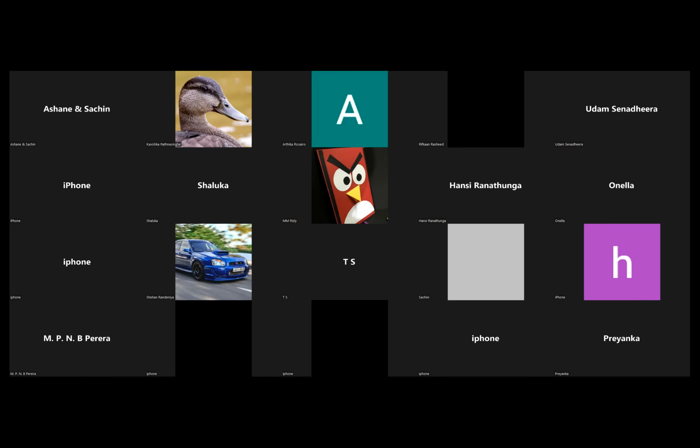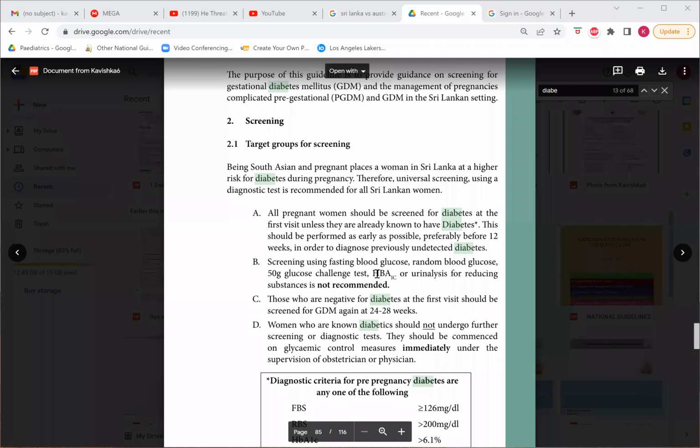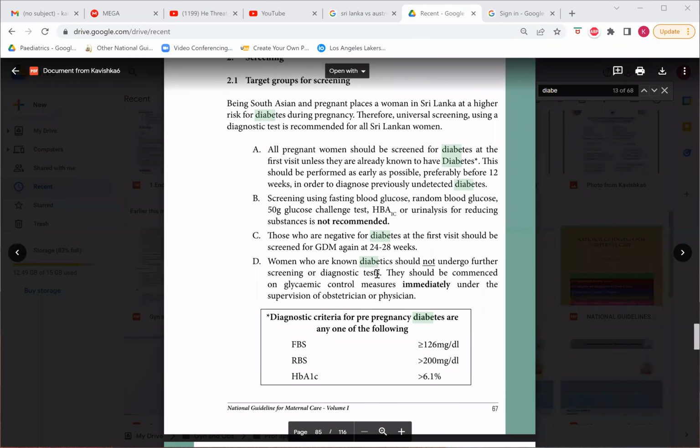At booking, isn't the HbA1c better? From all the fellows, only Milan sir does HbA1c at booking, in diabetic mothers. Can you see this?